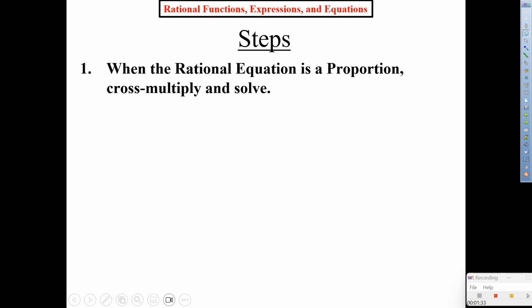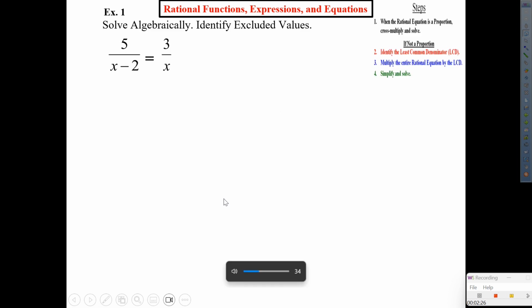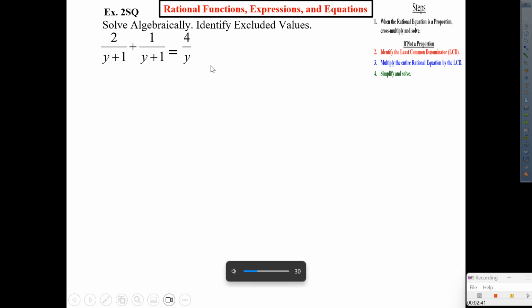That's when we cross multiply. However, what if it's not, Mr. Q? I gave you guys these 3 steps to follow. Find the common denominator, multiply the entire equation by the LCD, and simplify and solve. Okay? So, yesterday we did this one, this one, this one, this one, and we left off on some that look like this, but copy this one, example 2 super Q. Copy this one. It reads 2 over y plus 1 plus 1 over y plus 1 equals 4 over y.